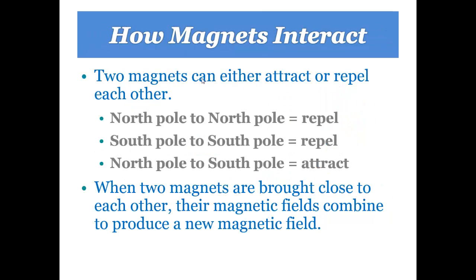So of course, we know that two magnets can either attract or repel each other. North pole, north pole, repel. South pole, south pole, repel. North pole, south pole, attract. So notice that if they are different poles, they're going to attract. But if they're the same poles, they repel. So, when two magnets are brought together, their magnetic field lines are going to combine and produce one new magnetic field.